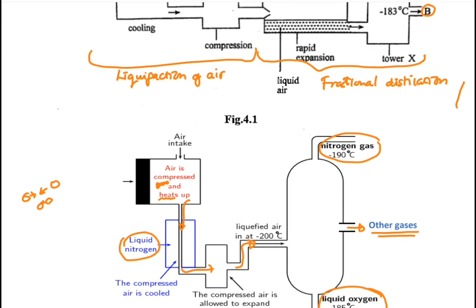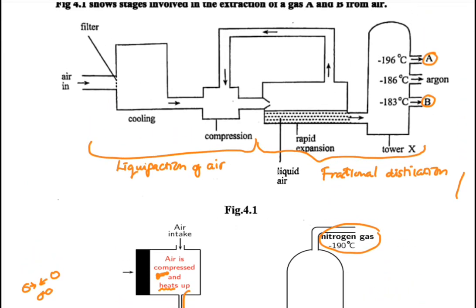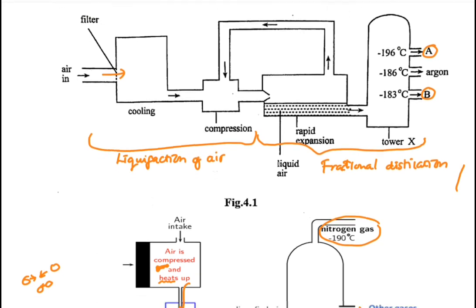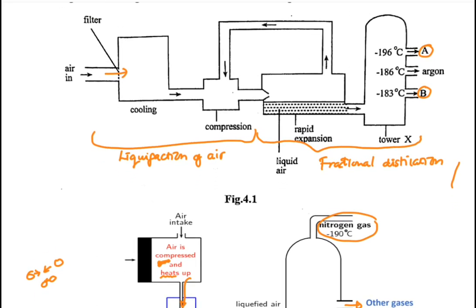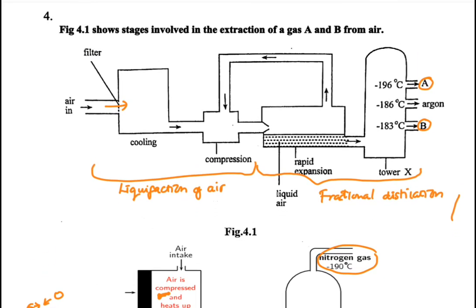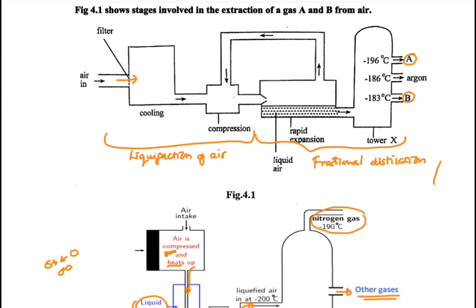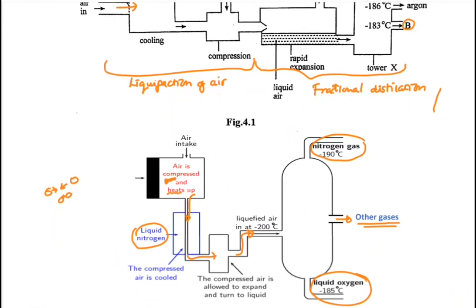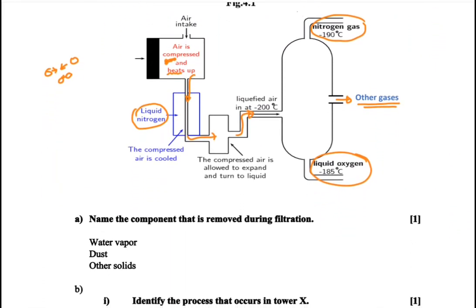Let's now compare it to what we had on our question. We have a filter paper. When air enters here, the filter paper is there to filter out solid particles, as well as carbon dioxide, etc. After that, the next thing we look at is the questions.